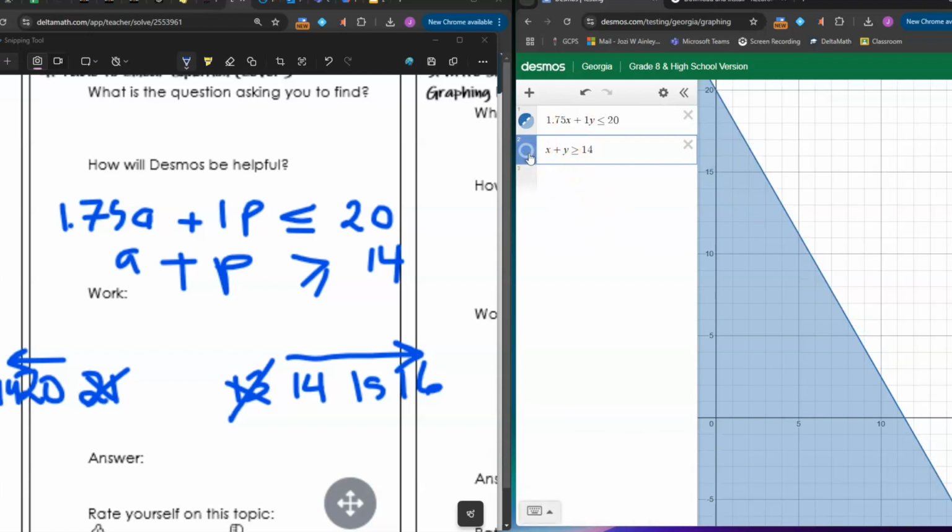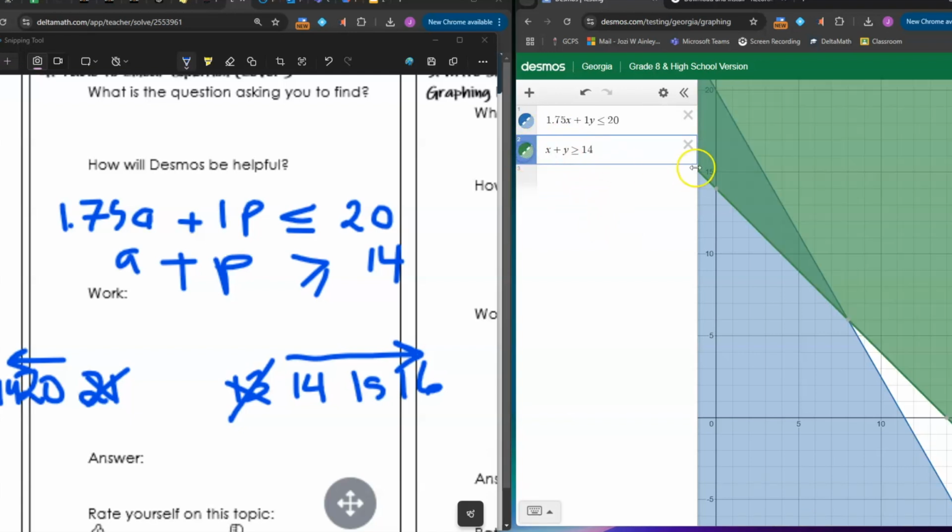How do I know where my solutions are? It's where the colors intersect. So where does blue overlap with green? Right here. So anything in here, and on this line too, because they're solid. Stay away from what? Dotted lines. So these are my solutions.